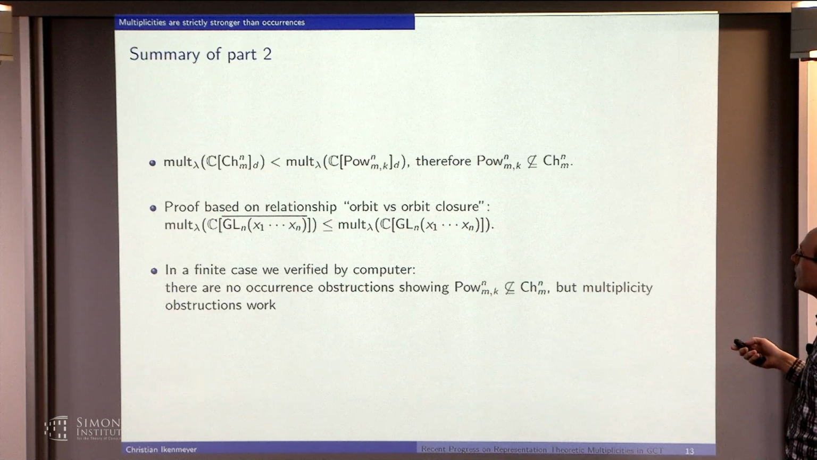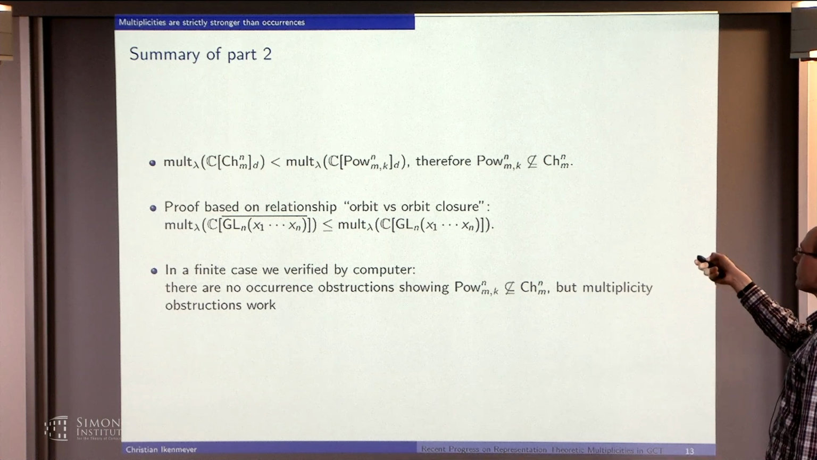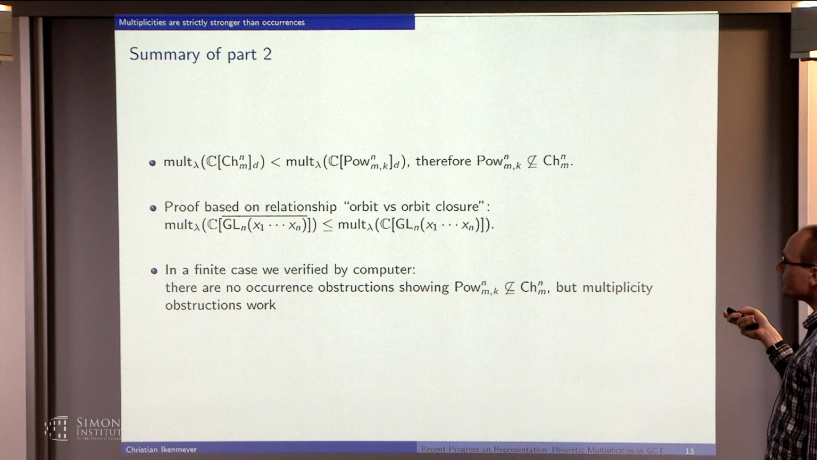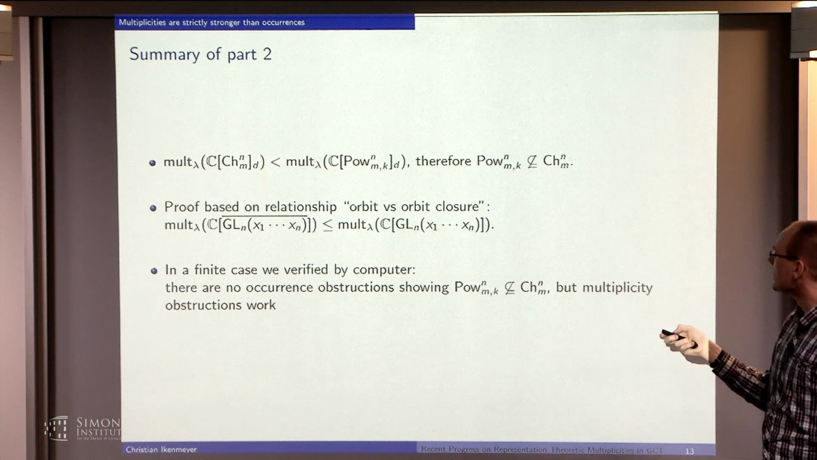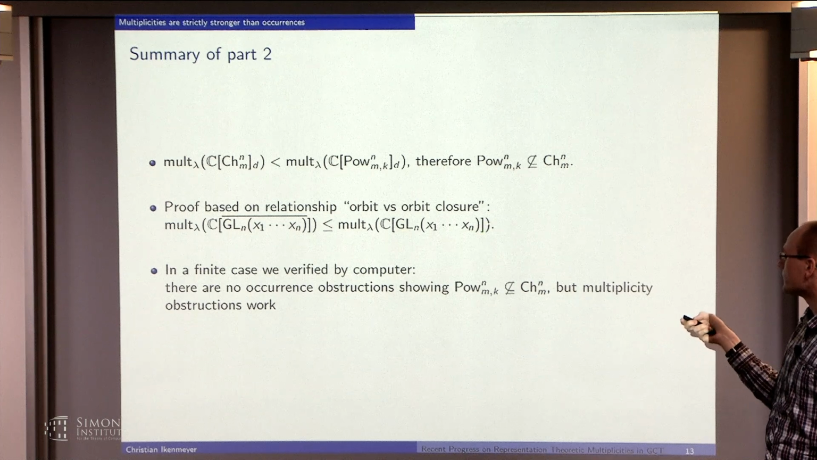All right. So the summary is that you have an inequality, and therefore you separate these two varieties. The proof is based on a relationship between the orbit and the orbit closure, right? There's this inequality, so you have this interesting upper bound.